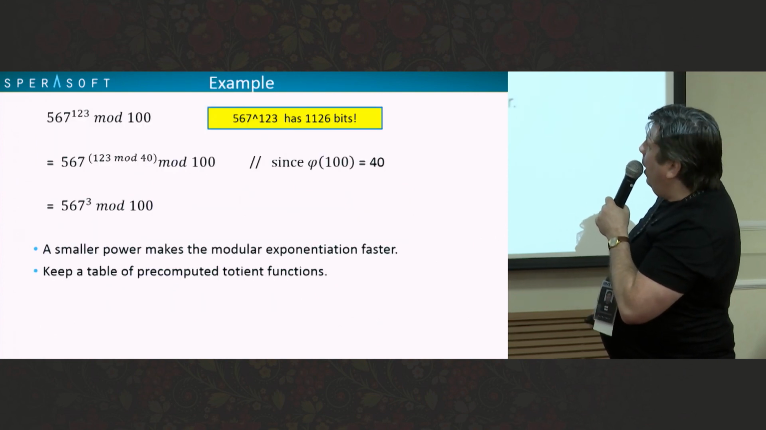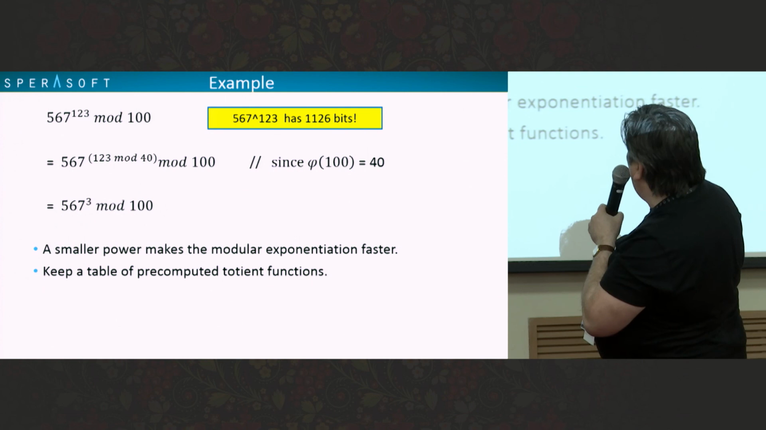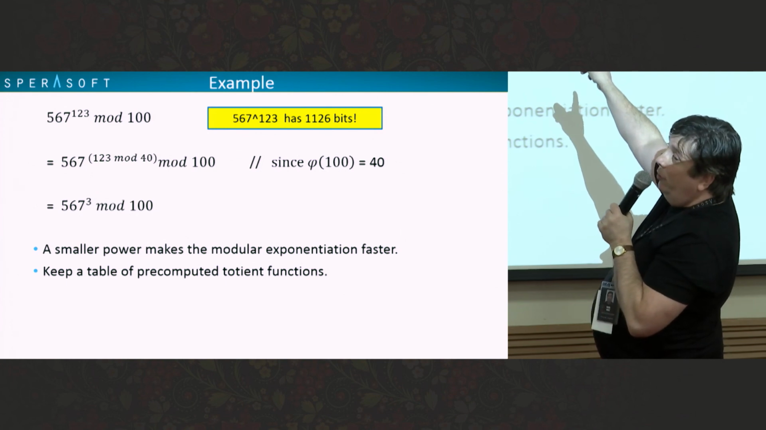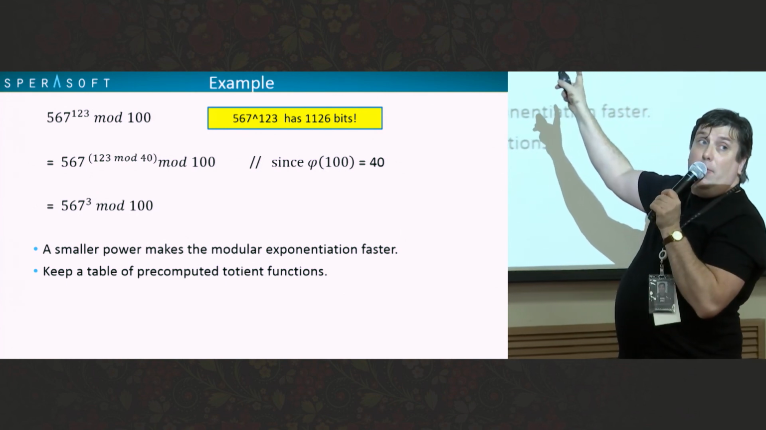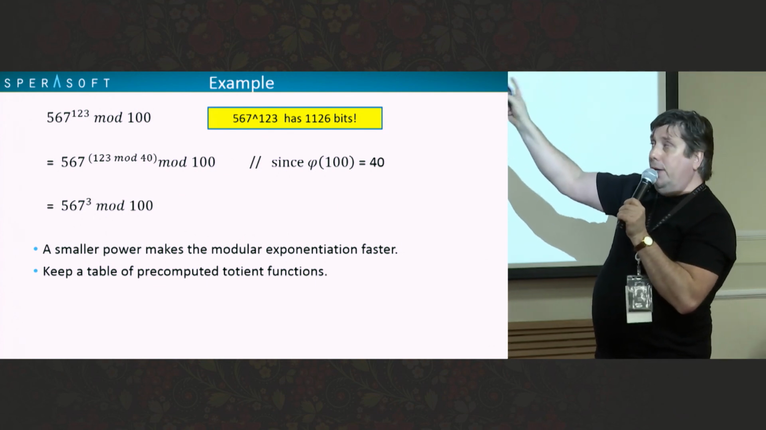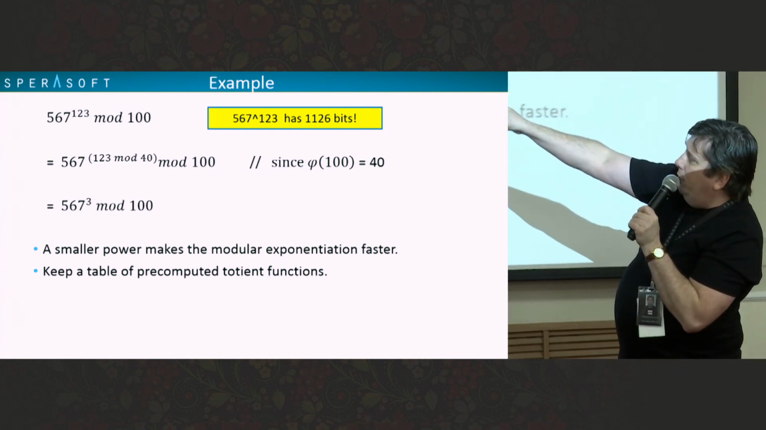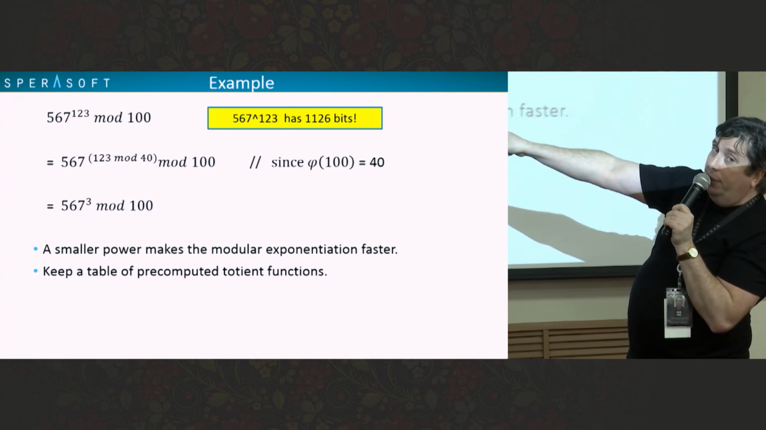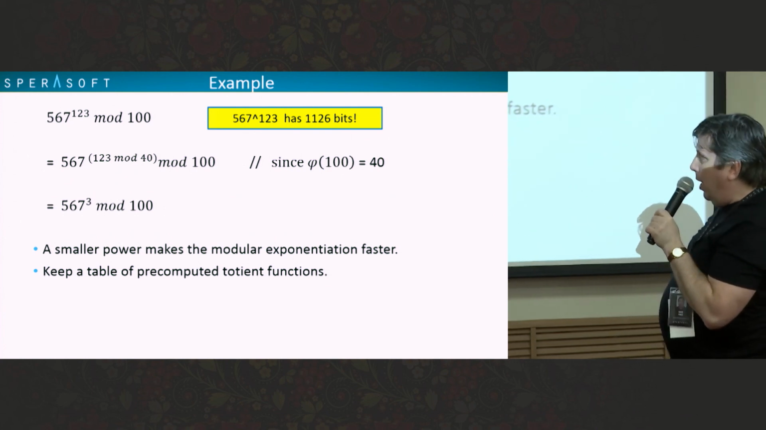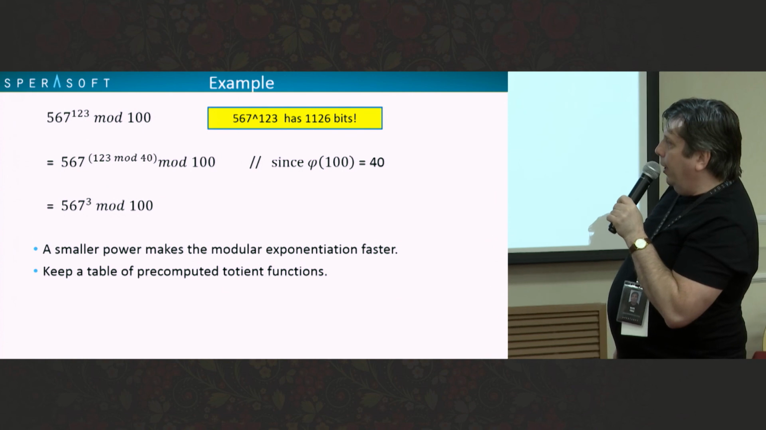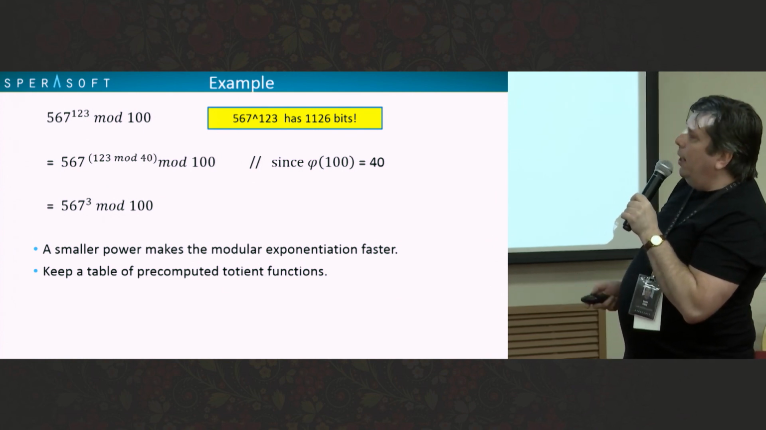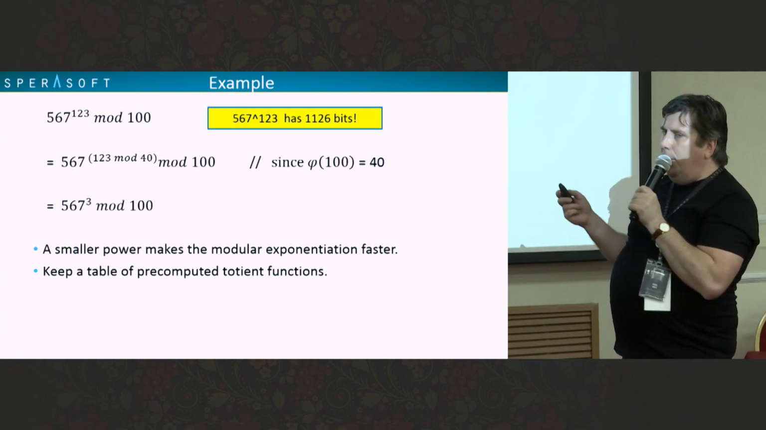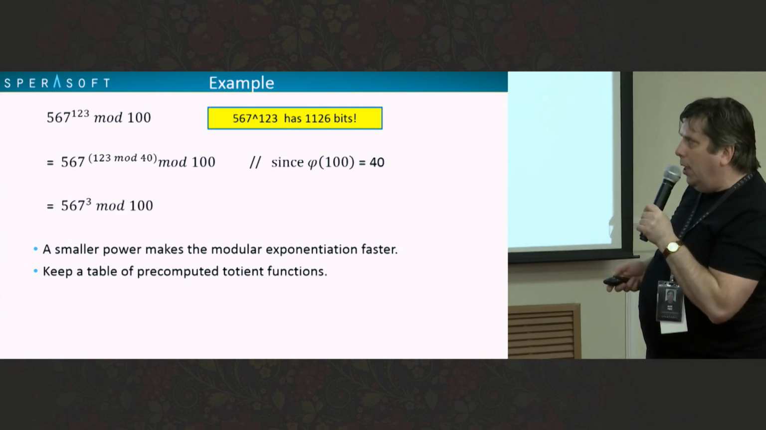Here's an example, 567 to the power 123 mod 100. I took logs earlier, and I think it has about 1,126 bits in the intermediate value. So for obvious reasons, we don't want to calculate that. If we reduce it with the totient function, we find it's exactly the same as 567 cubed mod 100. So we've got something that's far easier to calculate. But it may still be the case that with certain numbers and certain denominators, you can still have something which is still very, very big.